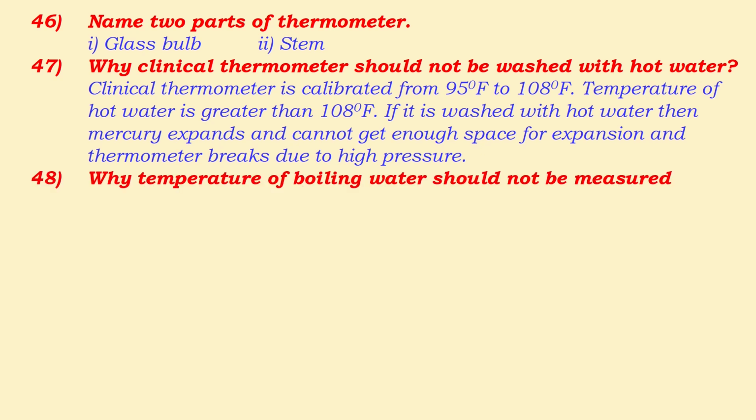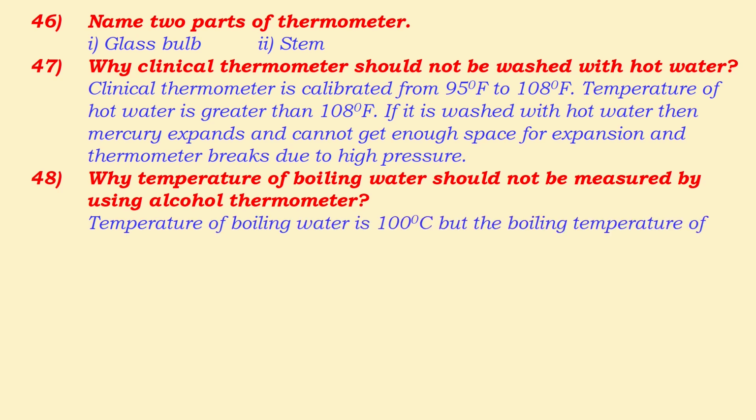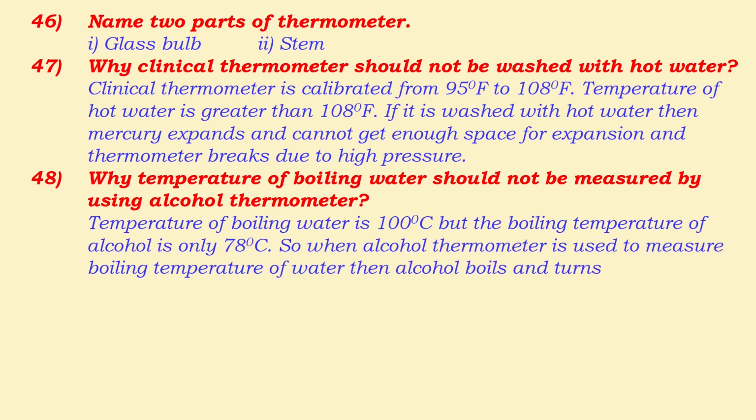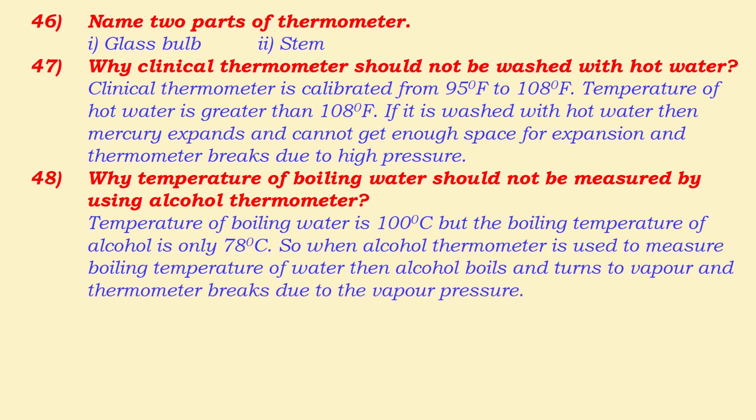Okay, next, why should the temperature of boiling water not be measured using an alcohol thermometer? There is another problem. Alcohol boils. The temperature of boiling water is 100 degrees Celsius, but the boiling temperature of alcohol is only 78 degrees Celsius. So, when an alcohol thermometer is used to measure the boiling temperature of water, then alcohol boils and turns to vapor and the thermometer breaks due to the vapor pressure. So, an alcohol thermometer should not be used to measure the boiling temperature of water.